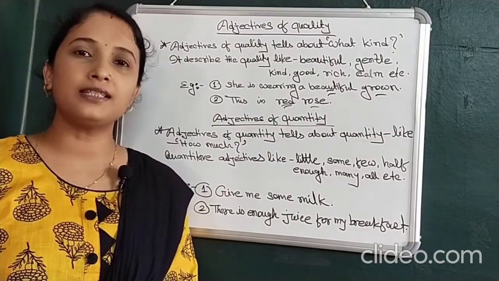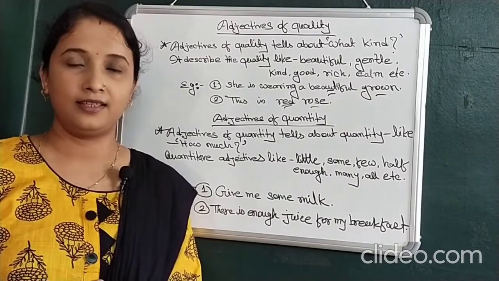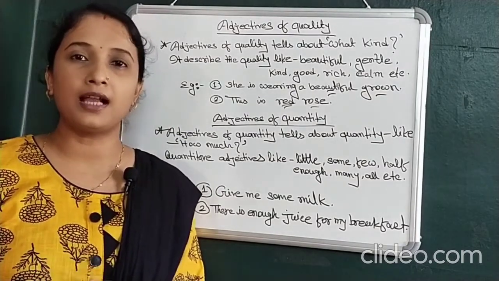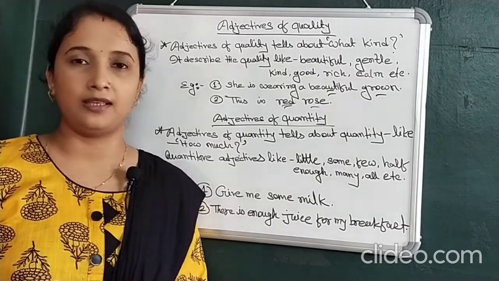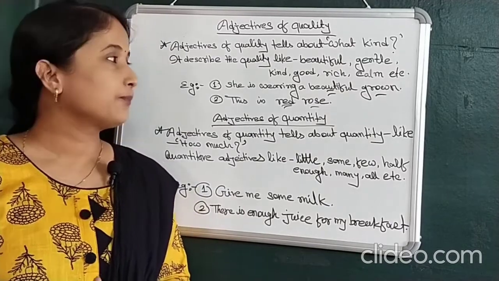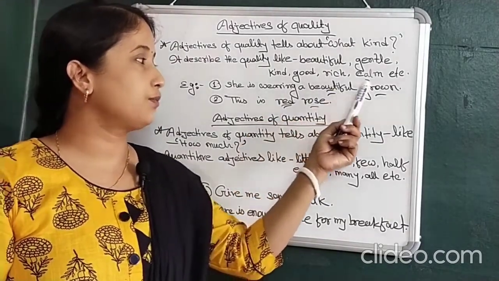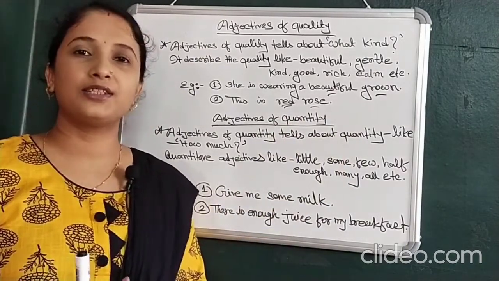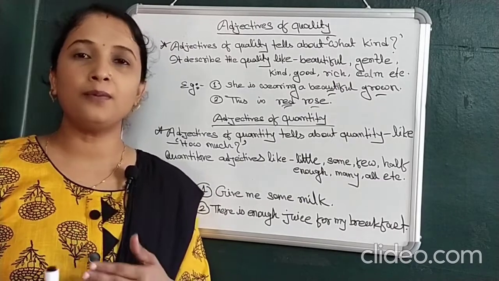Okay, so what are adjectives of quality? Adjectives of quality tell about what kind. It gives the answer of what kind of. The adjectives which describe the quality of the noun are called adjectives of quality. Like beautiful, gentle, kind, good, rich, poor, etc. are adjectives of quality. Now let's see adjectives of quantity.